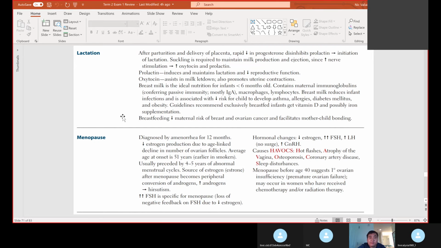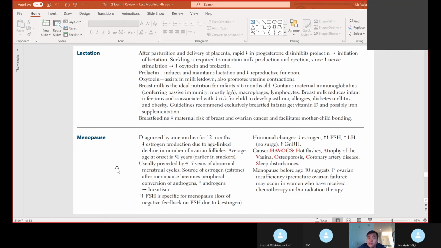And of course, in the life of a woman, you have menopause. What is menopause? Due to decreased estrogen production, what happens? You can have hot flashes, atrophy of the vagina, osteoporosis, coronary artery disease, and sleep disturbances. Don't forget that estrogen is protective, right? It protects you from bone resorption. It also protects you from heart disease. But when you reach that menopausal age, estrogen decreases, then you can have all of these symptoms.